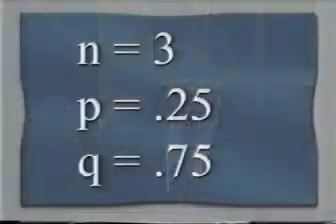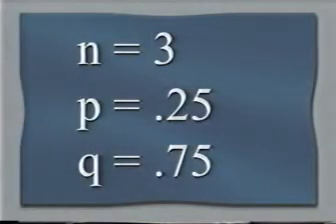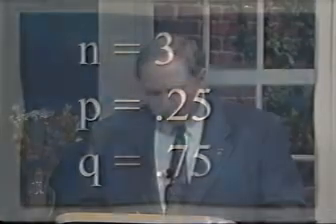Now, since the test has 3 questions, n equals 3. And the probabilities for success, getting the question right, and failure, getting the question wrong, must be P of 0.25 and Q of 0.75. Because obviously, if you have 4 choices and only one is right and you're guessing, you have a 1 in 4 chance of picking the right answer.